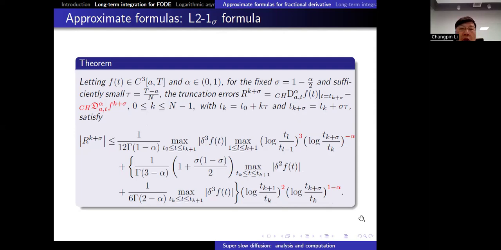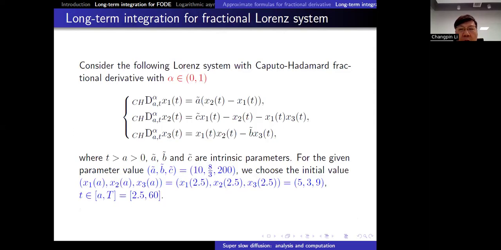Now we consider the following Lorenz system with Caputo-Hadamard derivative. It is the famous Lorenz system. It was derived from the Navier-Stokes equation, with choosing three modes.